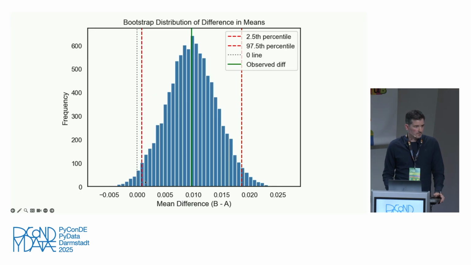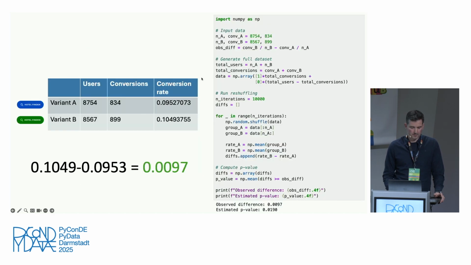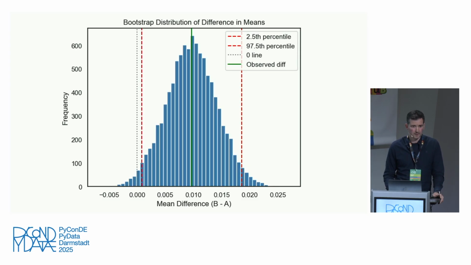And then you end up with something like this. You again have this bell-shaped distribution. In the middle, like the green one, this is actually the one that we had before, right? So this is what we observed, this 0.0097. So this is in the middle. And then from the rest of the distribution, I just take what I get from the 2.5 and 97.5 percentile.